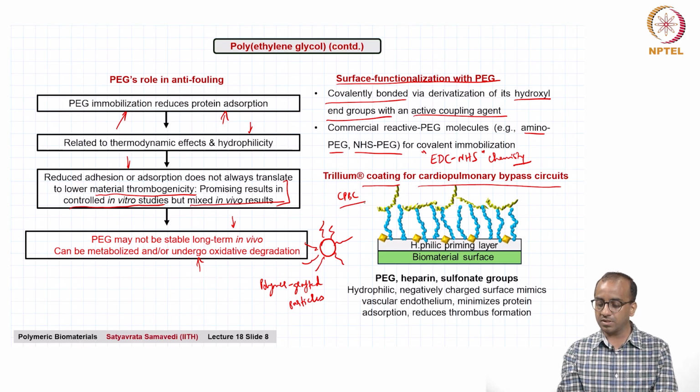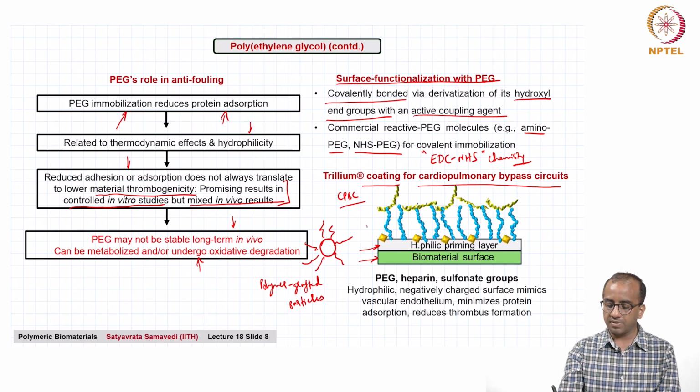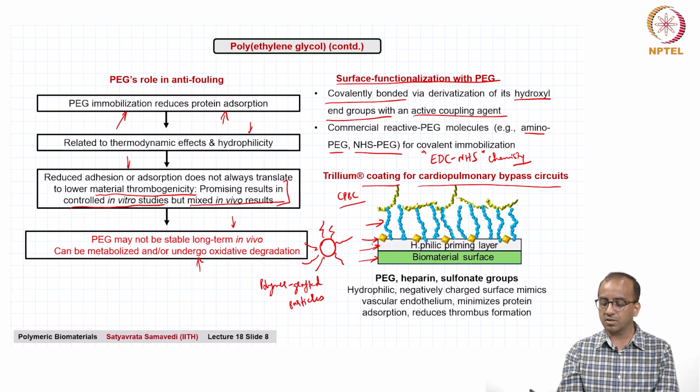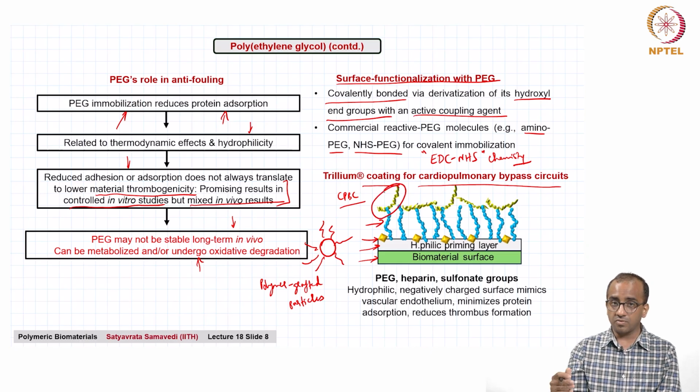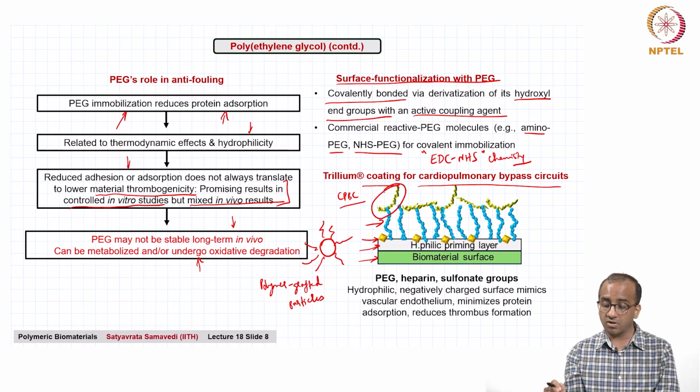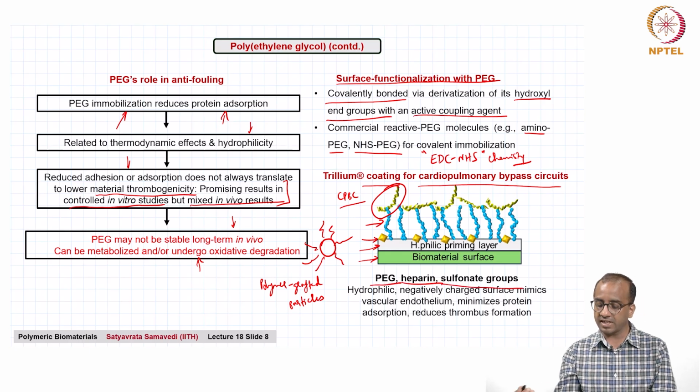So, typically the biomaterial surface is first functionalized with a hydrophilic priming layer, and then you have PEG chains that are covalently bound along with negatively charged sulfonate groups, and then, to confer more antithrombogenicity function, they are also covalently attached with heparin. So, you have PEG, you have heparin and you have sulfonate groups which are negatively charged.